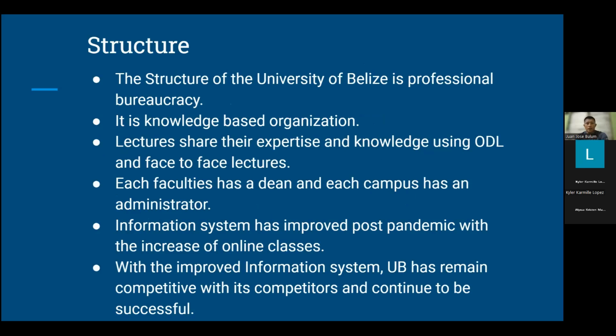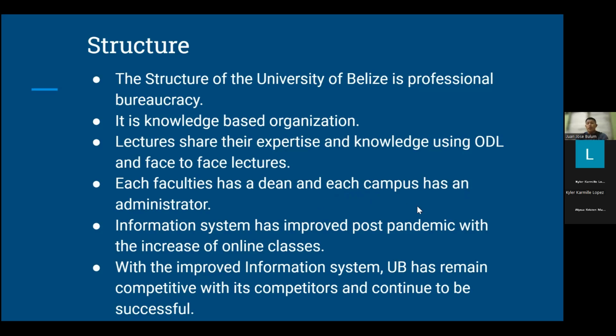The structure of the University of Belize is a professional bureaucracy. It is a knowledge-based organization. Lecturers share their expertise and knowledge using ODL and face-to-face lectures. Each faculty has a dean and each campus has an administrator.